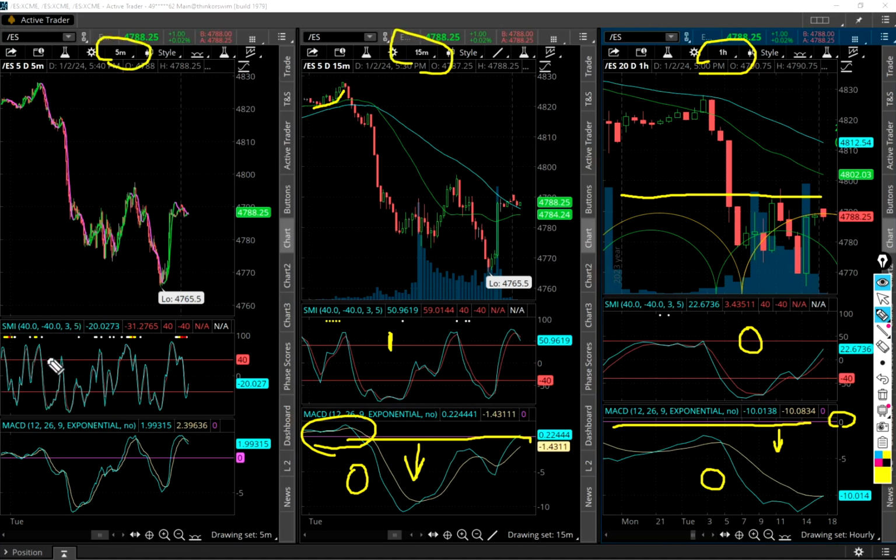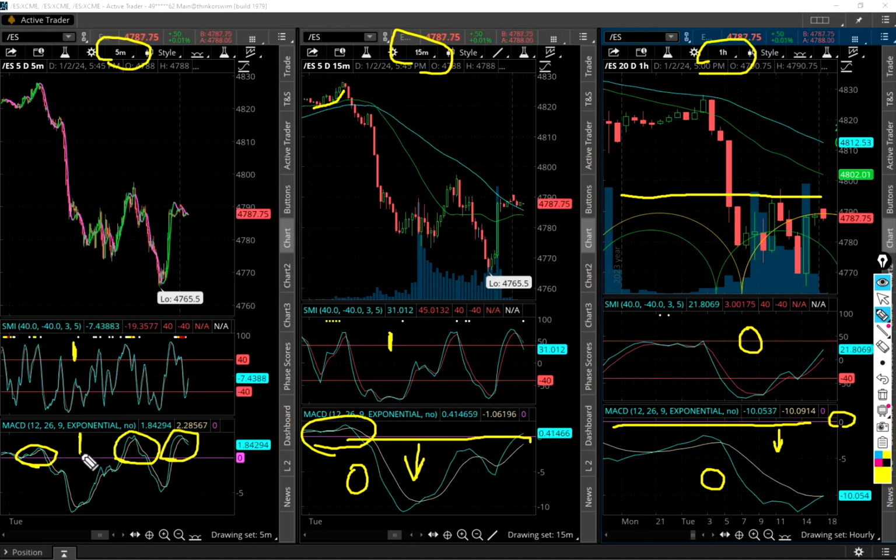Was the SMI above the top line? Yeah, it was above the top line a lot, bouncing around. We'll give that a 1. What about the momentum? Was it above the 0 line? Yeah, it was above it quite a bit back here, kind of in the middle of the day, mid-morning, and then the end of the day. So we'll give that a 1.